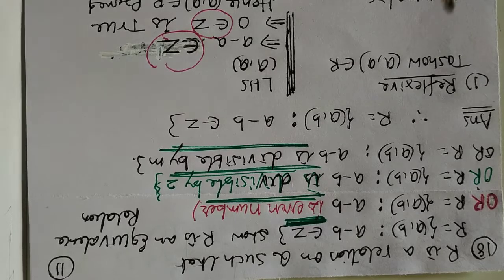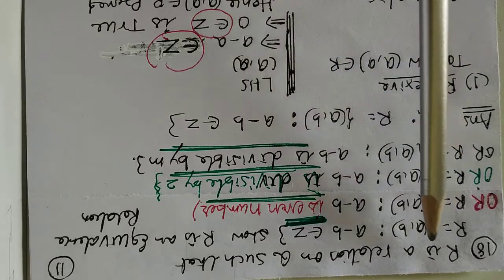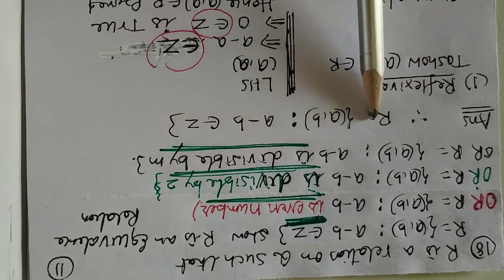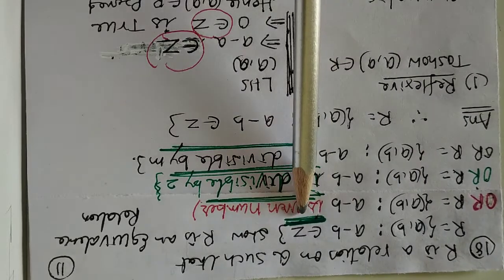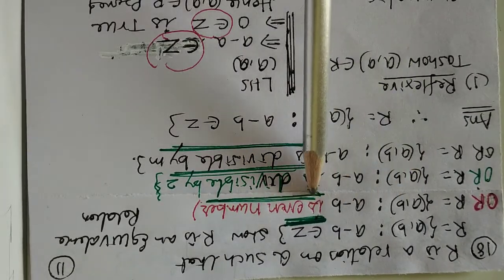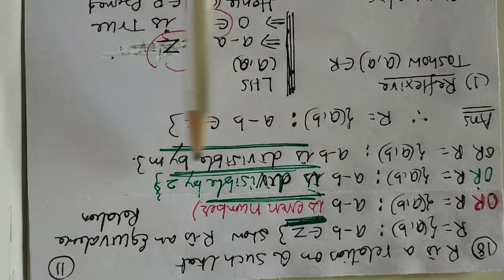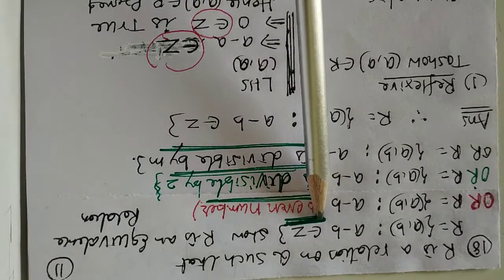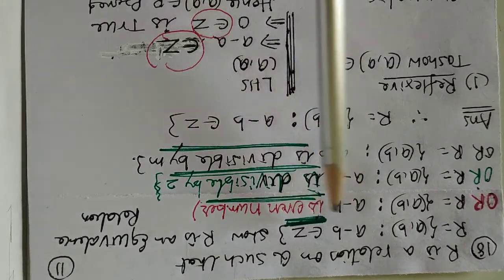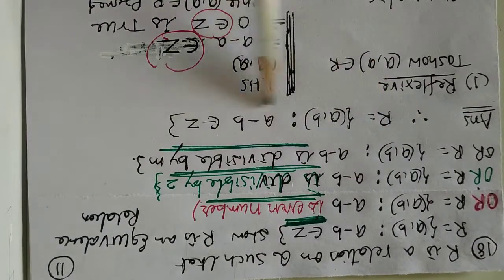This is the most important question, number 18. From the exam point of view, the question can be asked in 4 different ways: a minus b belongs to Z, or a minus b is an even number, or is divisible by 2, or is divisible by m. So let us take the first one. We have to prove that R is an equivalence relation. So this is the definition of the relation.